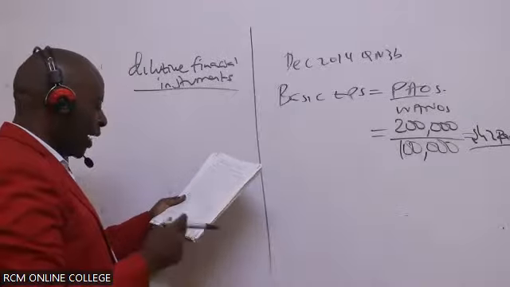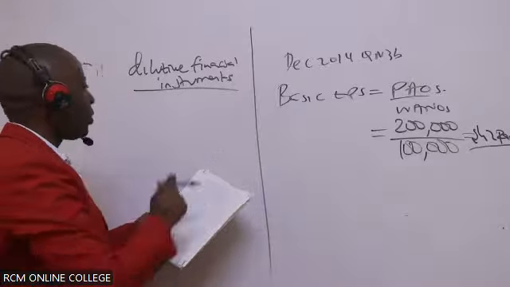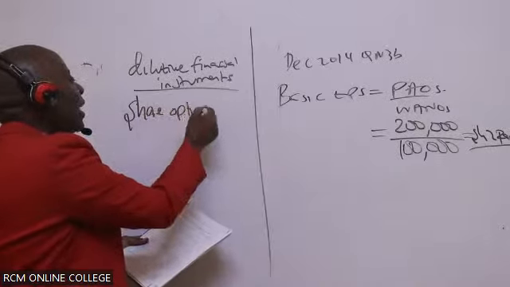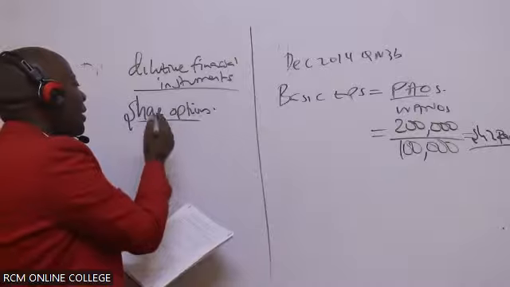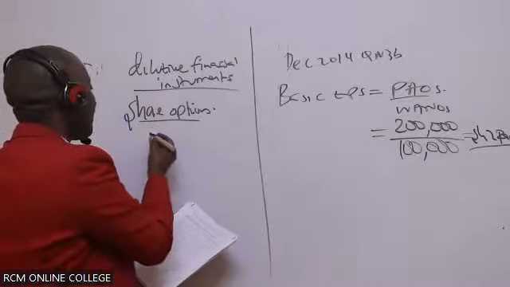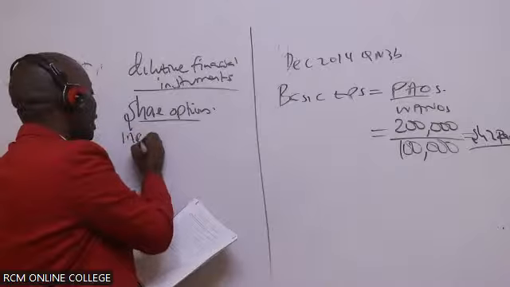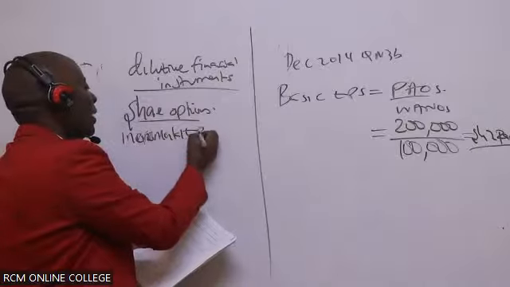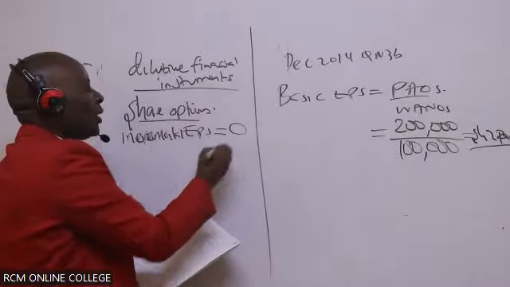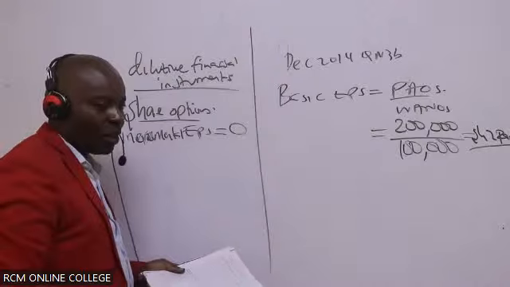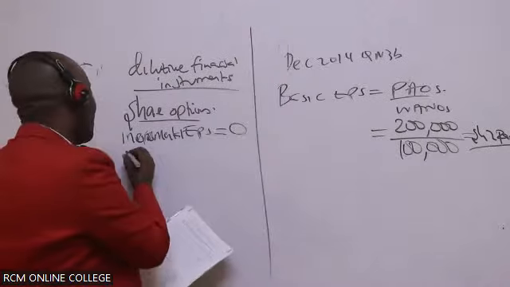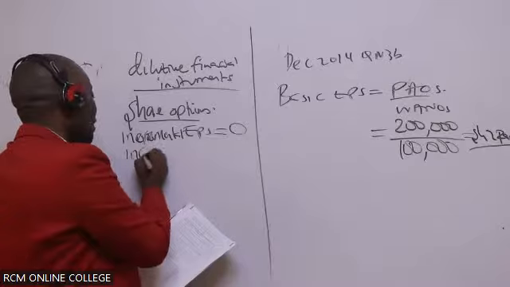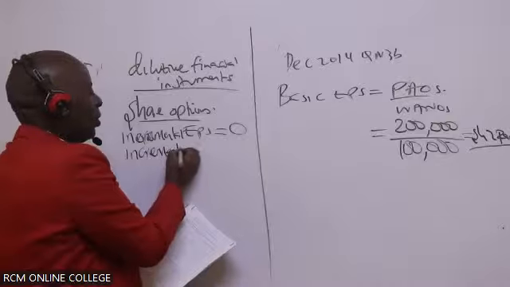The first one, of course, we had somewhere there are the share options. So for share options, these are basically free marks. In this case here, for share options, I will look at incremental EPS. So incremental EPS always for options is 0. And then I'll come and give them the incremental number of ordinary shares, or increase in numbers.